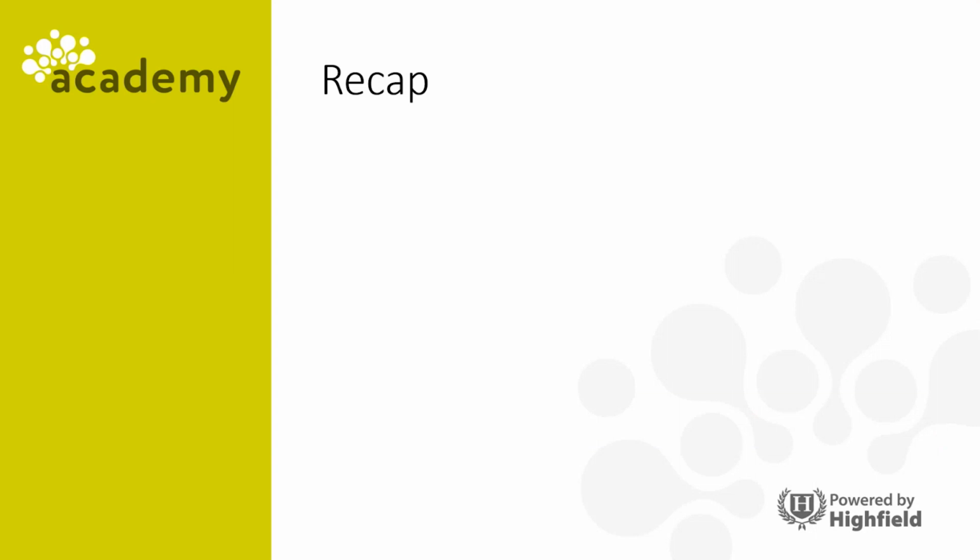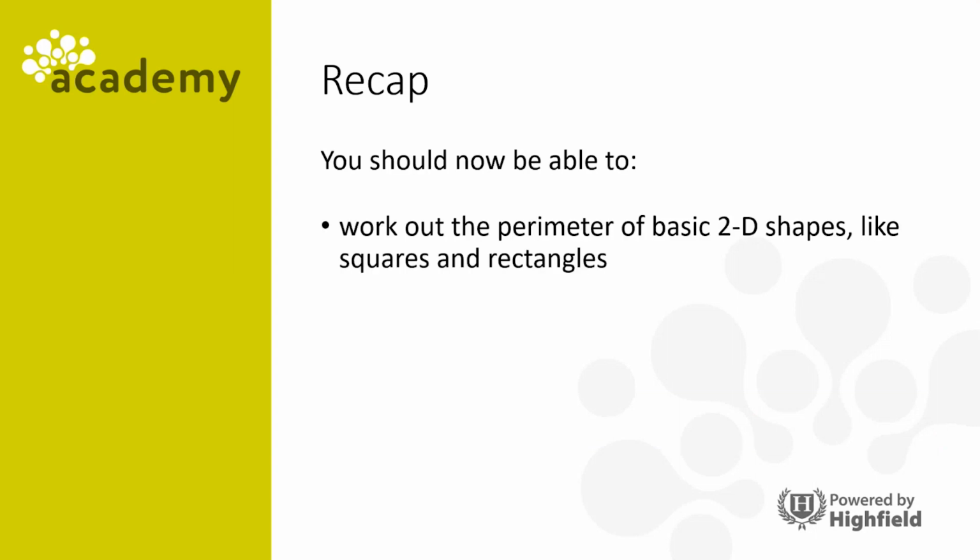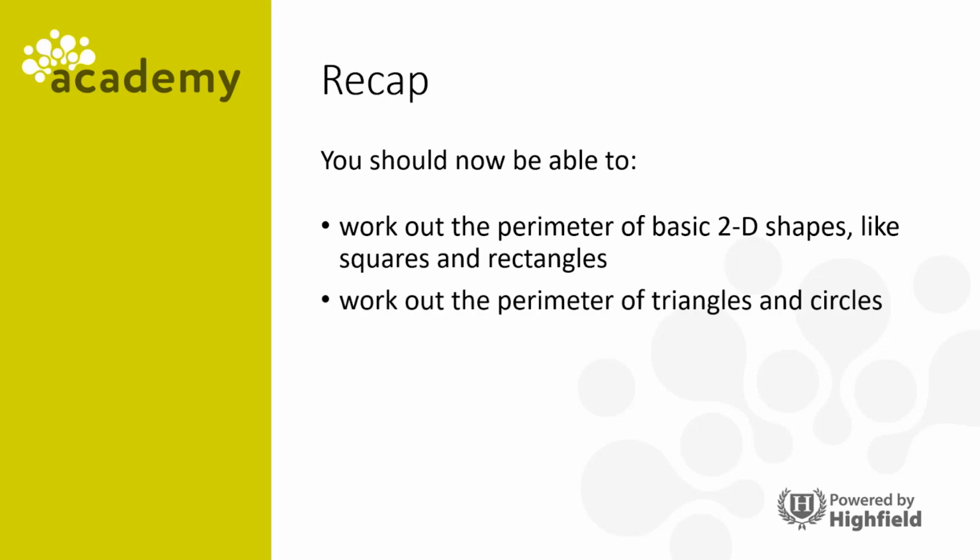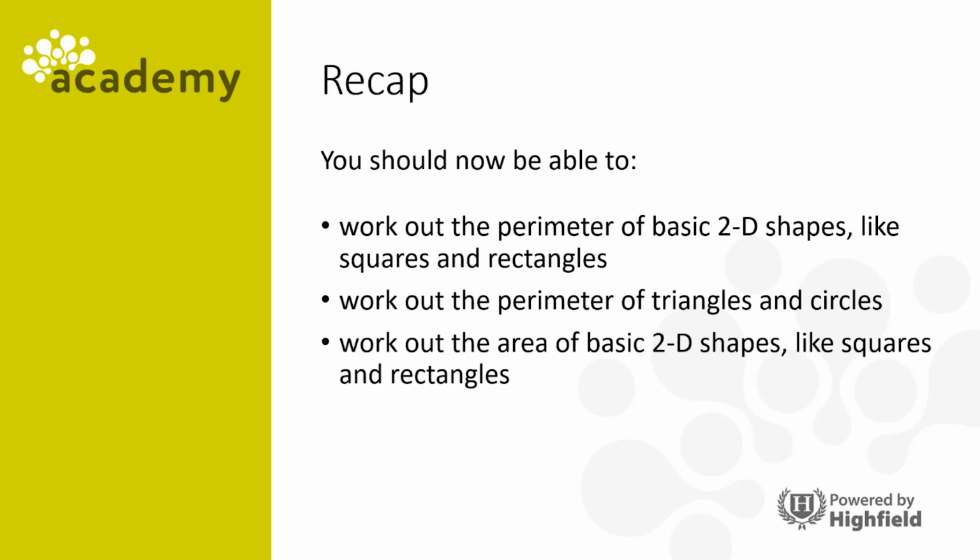Let's recap. You should now be able to work out the perimeter of basic 2D shapes like squares and rectangles, work out the perimeter of triangles and circles, work out the area of basic 2D shapes like squares and rectangles, and work out the area of triangles and circles.